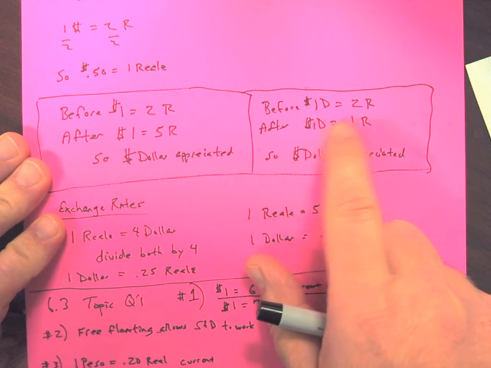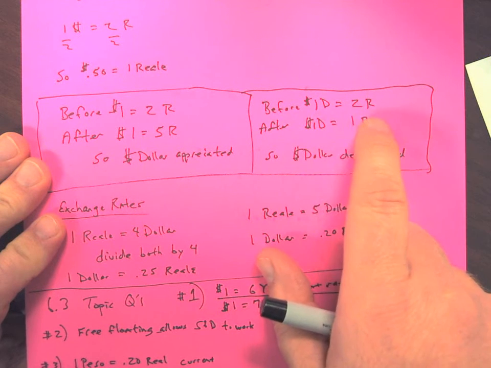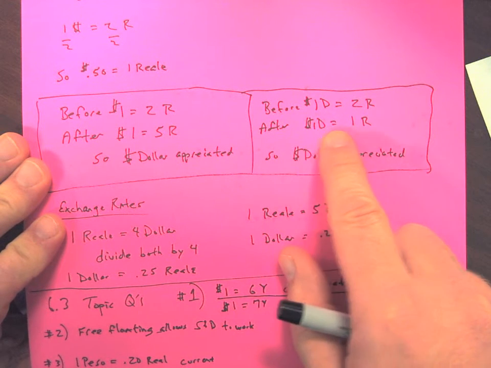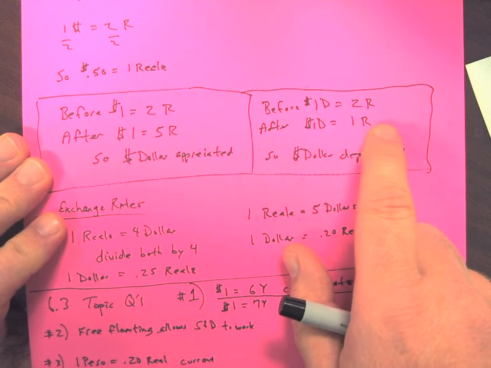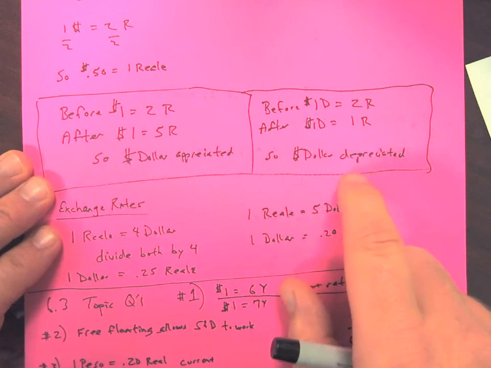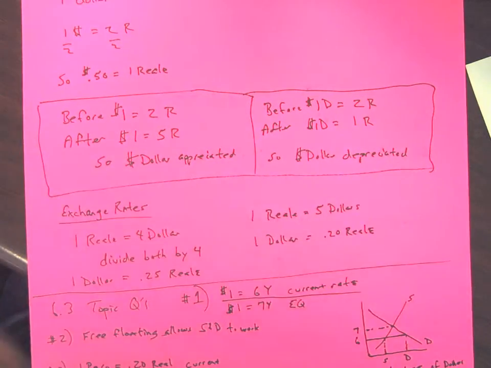If the dollar depreciates against the real, you would take $1 equals 2 real. Then after, if I just look at the exchange rate changing to a 1-to-1 ratio, now I get fewer reals per dollar. So my dollar would depreciate and I wouldn't be able to buy as many goods and services from that country.